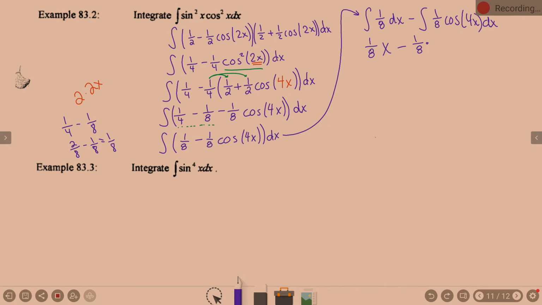Would be 1/4 sine of 4x, right? Okay, yep. The integral of cosine is sine. Because it's of 4x, we're going to have to say 1/4 sine 4x. And then you can wait a step if you want until we clean it up, but I don't want to forget it, so I'm going to say plus c. So my cleanup step here, 1/8x minus 1/32 sine 4x plus c.